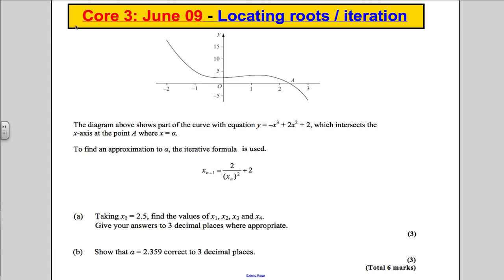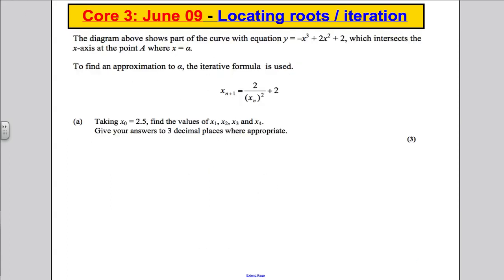Right, working through each part, here's our function, and we're trying to find the root at the point A. We know at this point the question tells us that x is equal to alpha. To find an approximation for alpha, you use the following iteration. So let's do part A. Here's our iteration. It tells us what x0 is. It asks us for x1, x2, x3, x4 to 3dp.